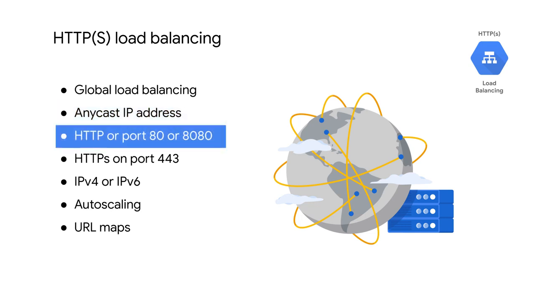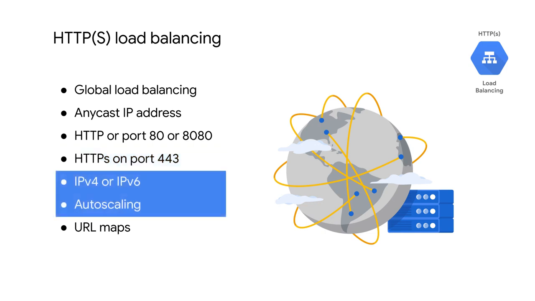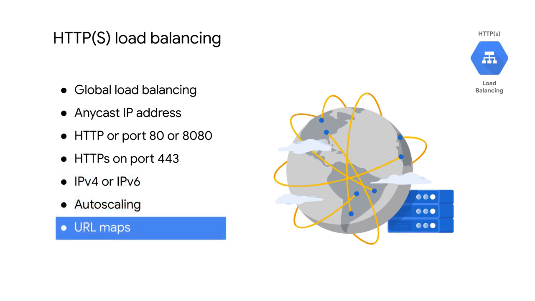HTTP requests are load balanced on port 80 or 8080, and HTTPS requests are load balanced on port 443. This load balancer supports both IPv4 and IPv6 clients, is scalable, requires no pre-warming, and enables content-based and cross-regional load balancing. You can configure URL maps that route some URLs to one set of instances and route other URLs to other instances. Requests are generally routed to the instance group that is closest to the user.